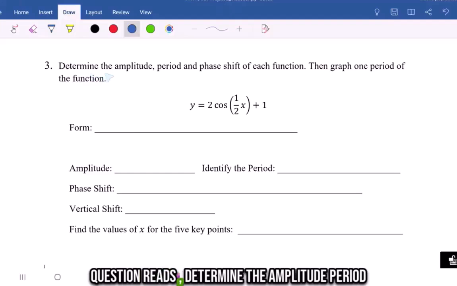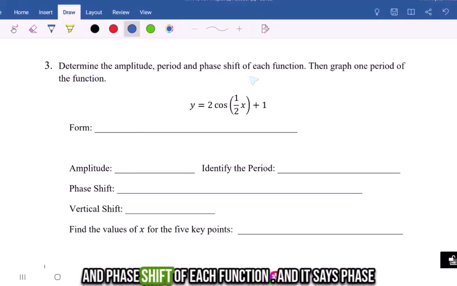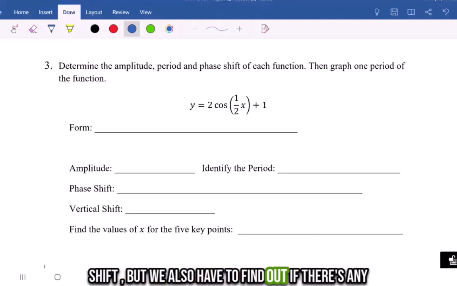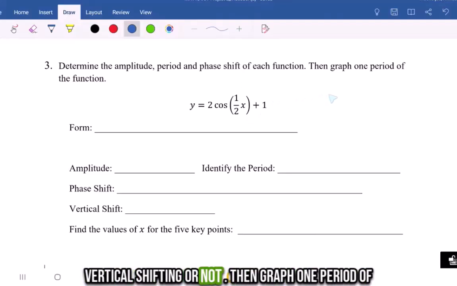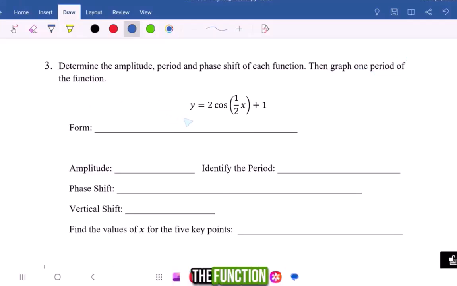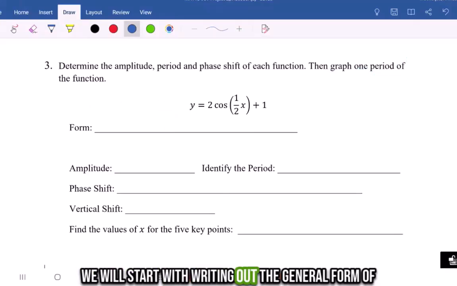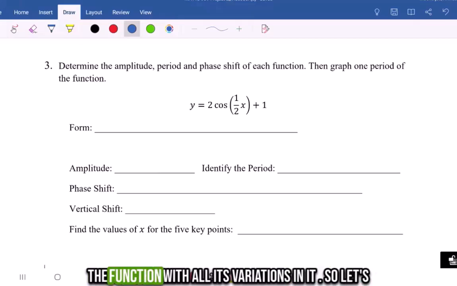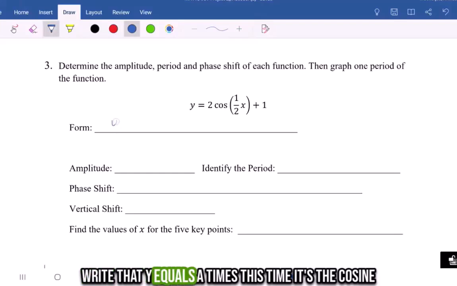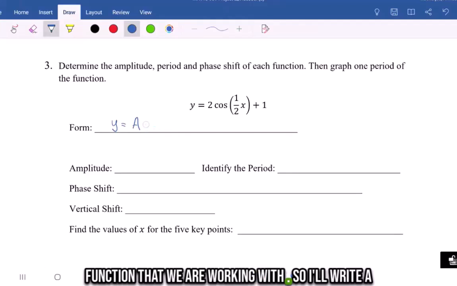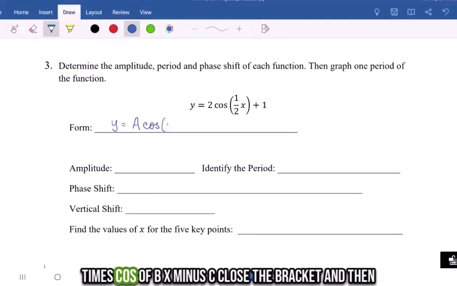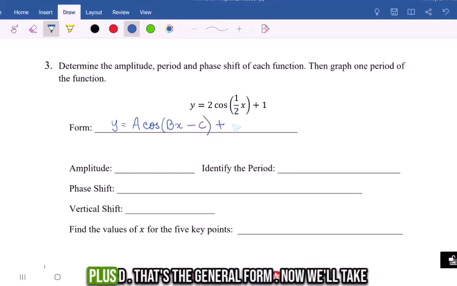So the question reads, determine the amplitude, period, and phase shift of each function. It says phase shift, but we also have to find out if there's any vertical shifting or not. Then graph one period of the function. We will start with writing out the general form of the function with all its variations in it. So let's write that. Y equals a times, this time it's the cosine function that we are working with. So I'll write a times cos of bx minus c, close the bracket, and then plus d.